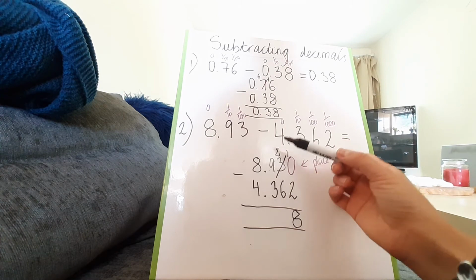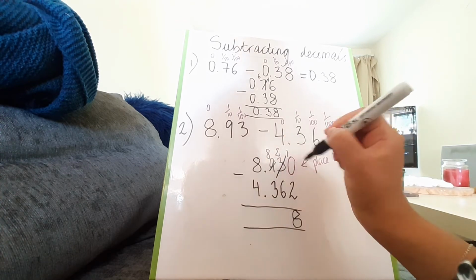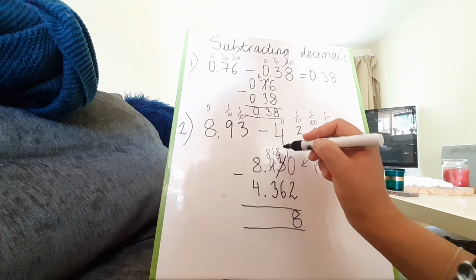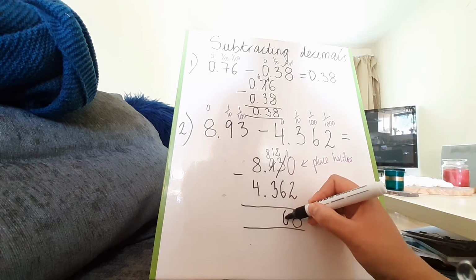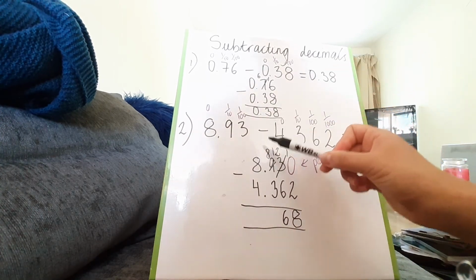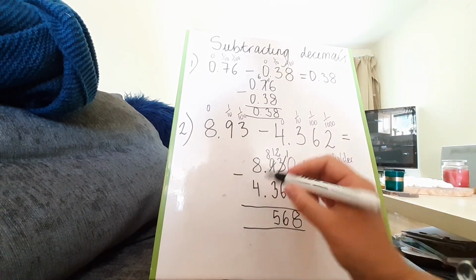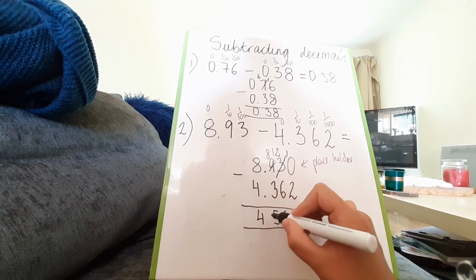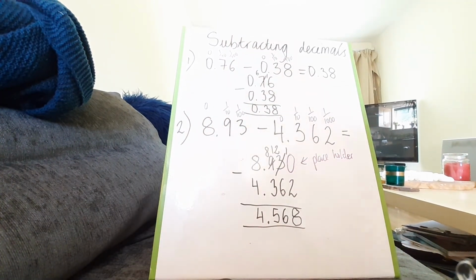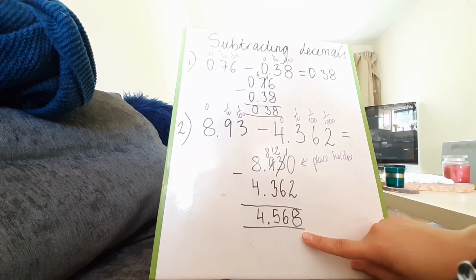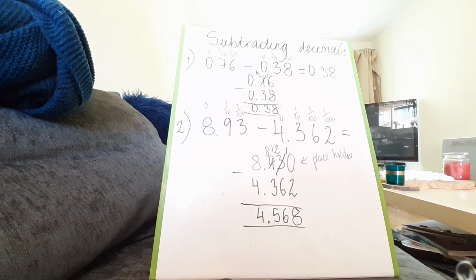Now here I've only got 2 hundredths, so I'm going to have to go next door, exchange, and pass on a tenth next door. So I've got now 12 hundredths. So 12 hundredths, take away 6, that is 6. So now I have got 8 tenths, taken away 3 tenths, that is 5 tenths, and then 8 ones taken away 4 ones is 4. Don't forget about that decimal point. Look at how they line up really nicely, and all of our digits are in the correct place in the place value columns. So this was subtraction with decimals.